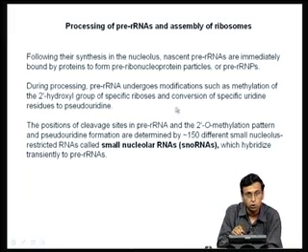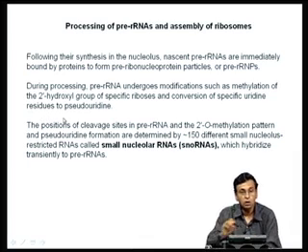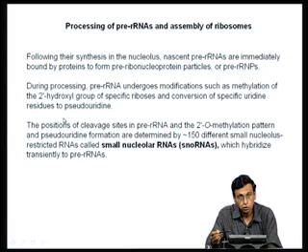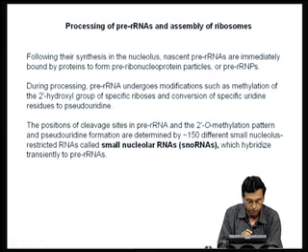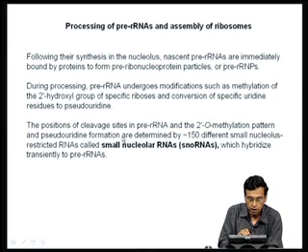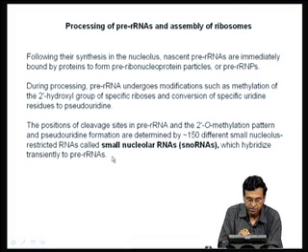Similarly, the pre-rRNA also undergoes several base modifications, such as methylation of the 2' hydroxyl group of specific ribose sugars, as well as conversion of specific uridine residues into pseudouridine residues. So, specific base modifications also take place as a part of pre-rRNA processing. The positions of the cleavage sites in pre-rRNA as well as the 2' O-methylation pattern and pseudouridine formation are determined by at least 150 different small nucleolus restricted RNAs, and these are called small nucleolar RNAs or snoRNAs.